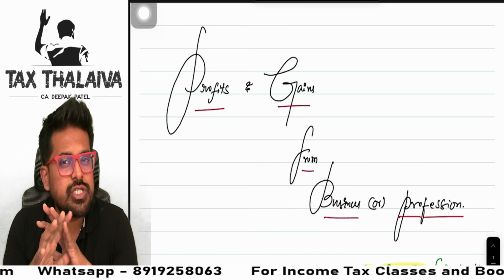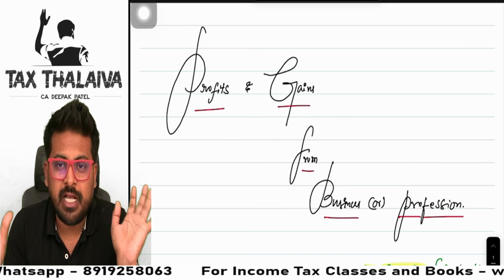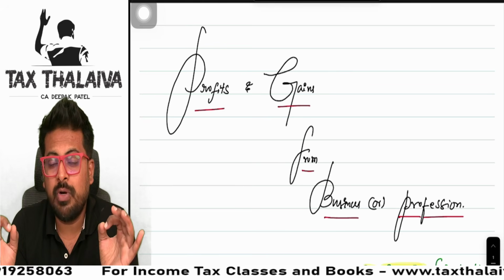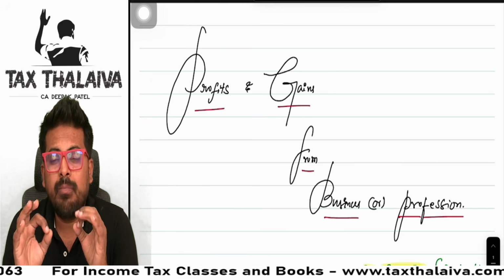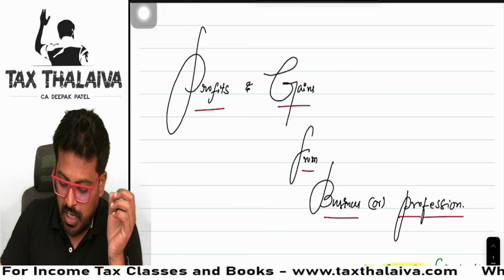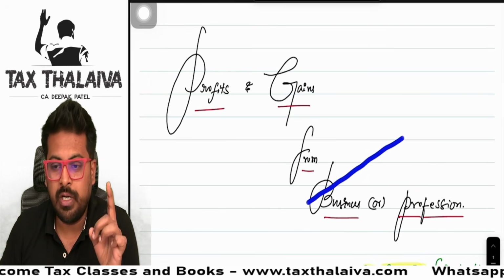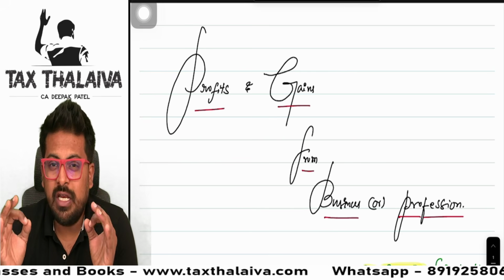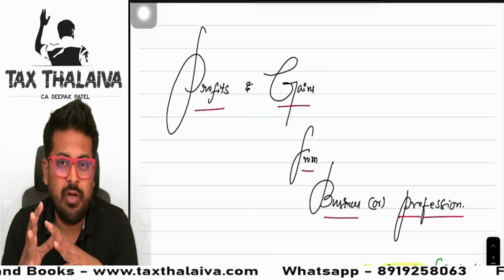PGBP is one of the most important topics in the CA Inter income tax paper. In every attempt, in the very first question, the total income computation question of 15 marks, the majority of the adjustments are asked from this PGBP topic only. So it becomes very important to learn this chapter very conceptually and carefully, guys.